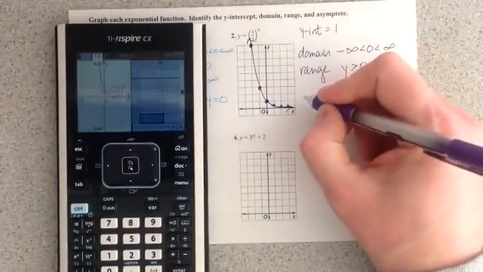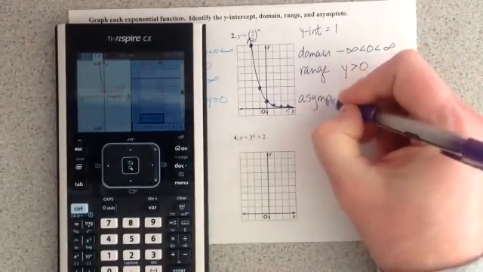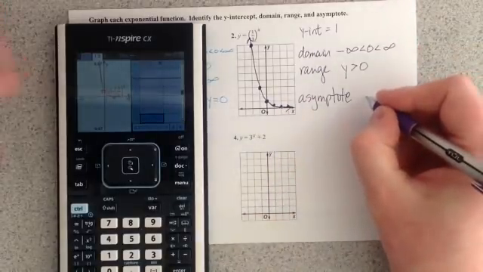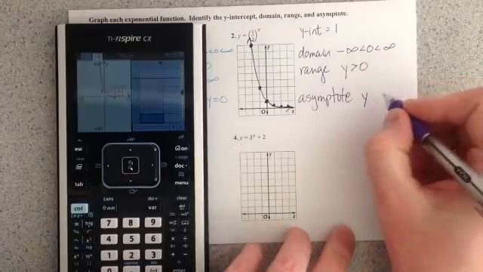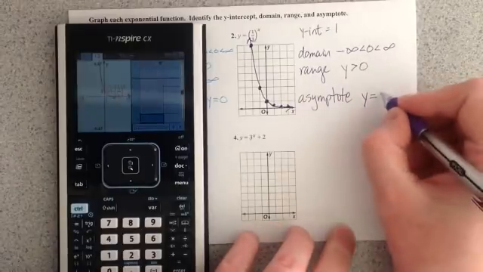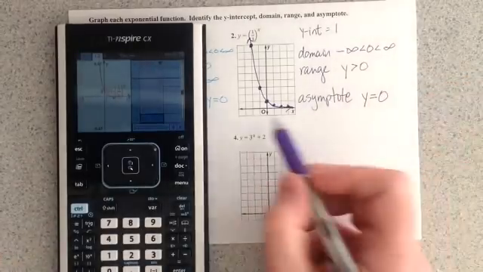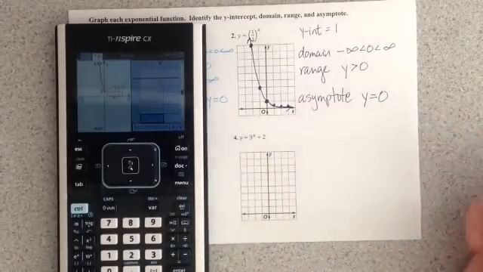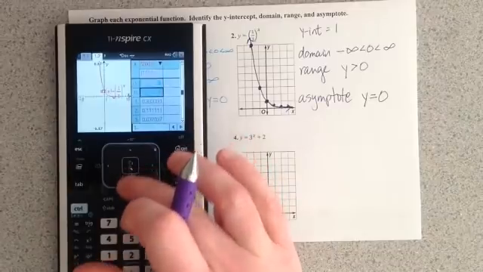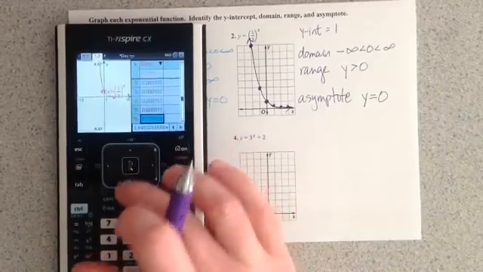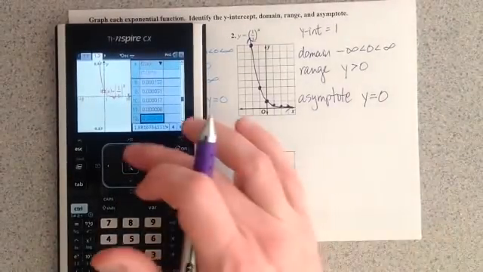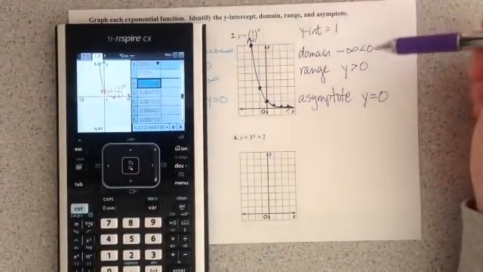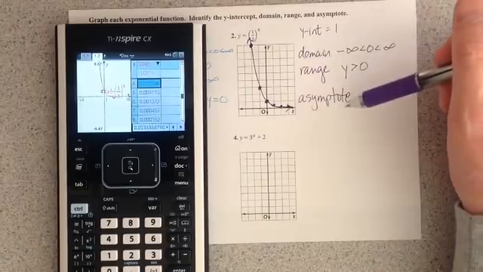And the last thing is our asymptote. We're lucky because the asymptote is the same here. The asymptote is y equals 0 because it never touches the x-axis. And the equation for the x-axis is y equals 0. And you can look on your graph and see you can keep going and you'll never get to a 0. Okay? So identifying the key features: the y-intercept, the domain, the range, and the asymptote.